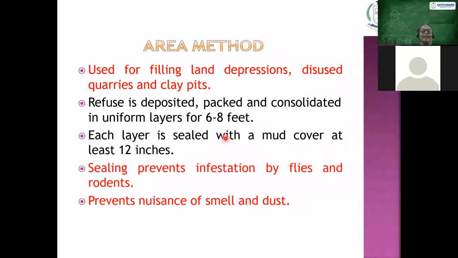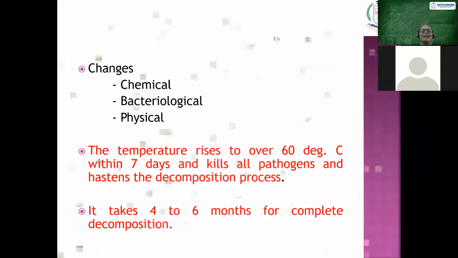Area method, okay, this is also nothing but they have a 6 to 8 feet and a 12-inch cover, and it is mainly more advantageous than the dumping method. You just see, I will show you this. You see how many days it takes to decompose now, 4 to 6 months. Imagine, they will apply some 60 degrees Celsius, and they will kill all the pathogens and speed up the decomposition process.